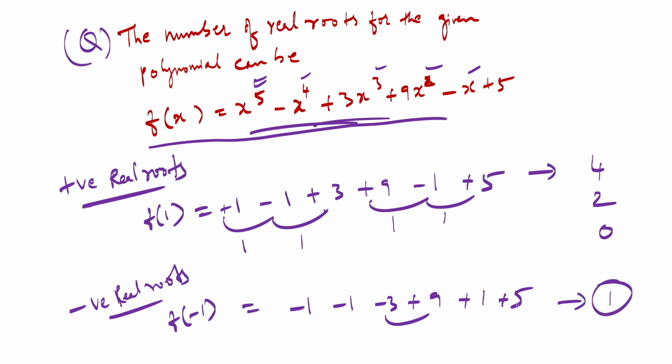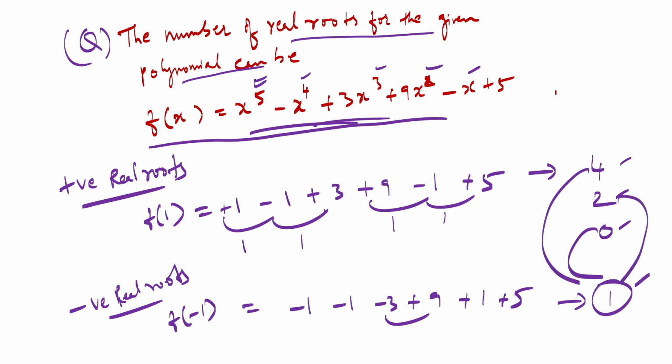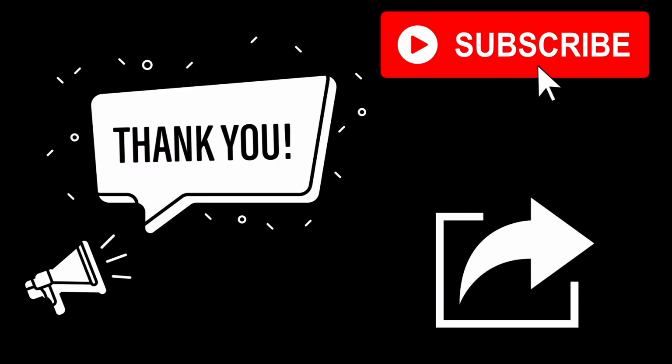But our question is the number of real roots for the given polynomial. So in the first case the positive real roots are 4, it can be 2, it can be 0, but the negative real roots is only 1. So it can be 4 plus 1, which is equal to 5. It can also be 2 plus 1, which is equal to 3, and it can also be 0 plus 1, which is equal to 1. So these are the numbers of real roots which are possible for this polynomial.